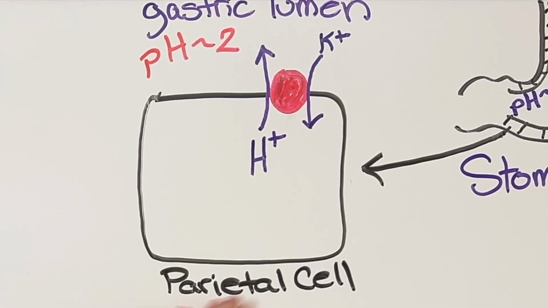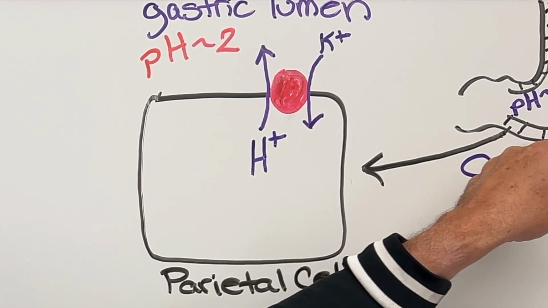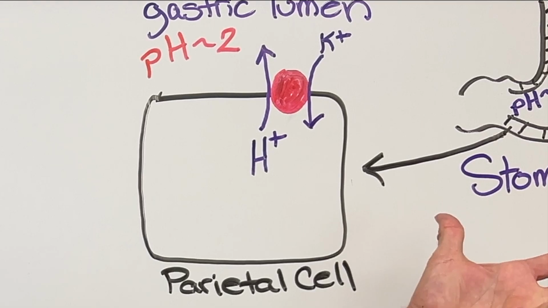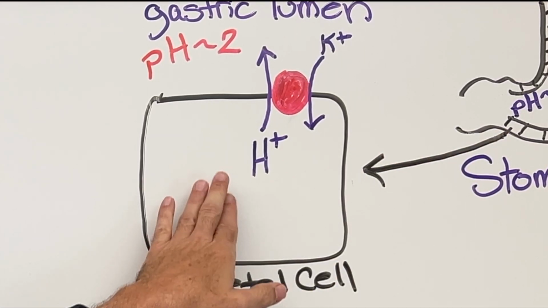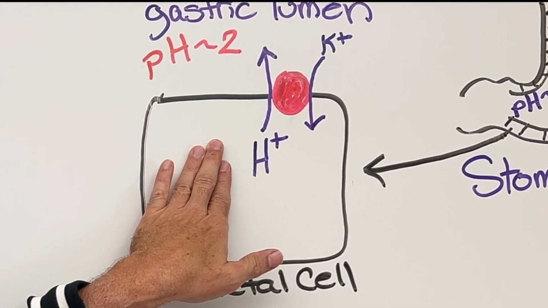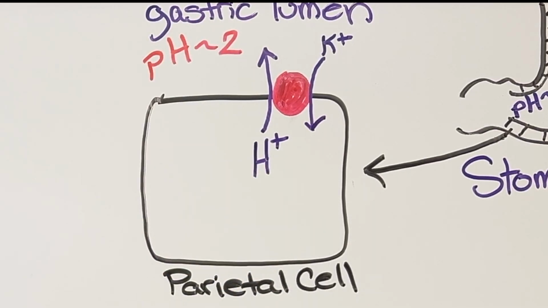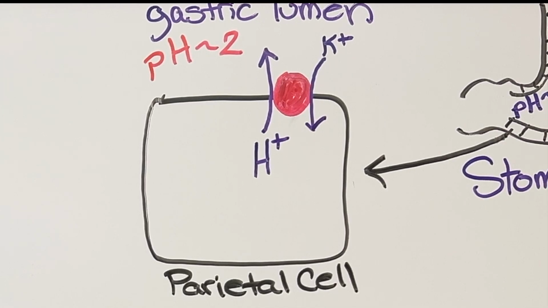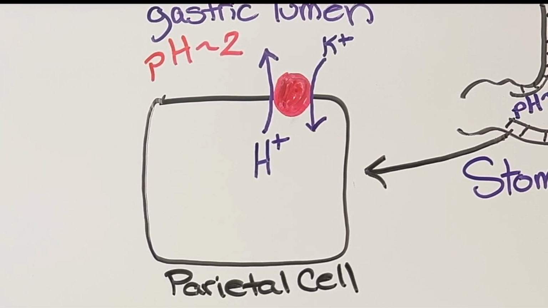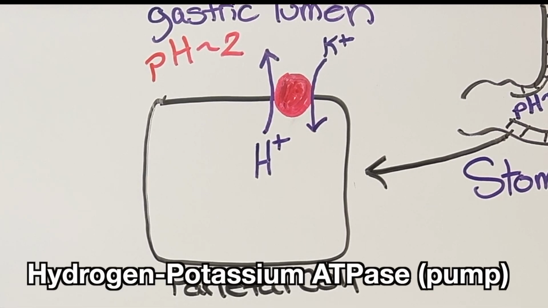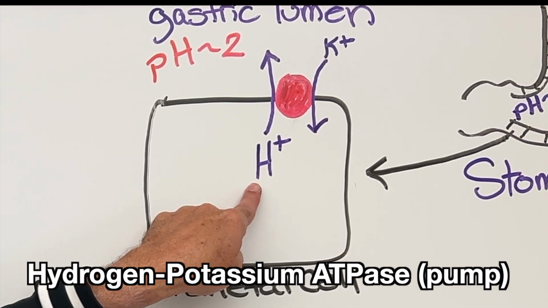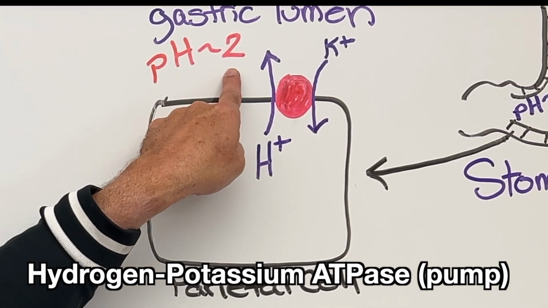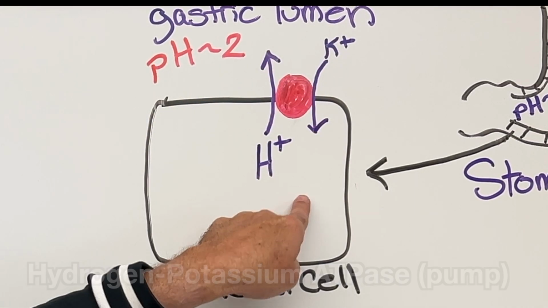This is a parietal cell. These cells lining the stomach are parietal cells. Not all of them are parietal cells, but this example is of a parietal cell. And the movement of hydrogen ions into the gastric lumen is achieved by the hydrogen-potassium pump, otherwise known as the hydrogen-potassium ATPase, which is pumping hydrogen out of the cell and potassium into the cell.